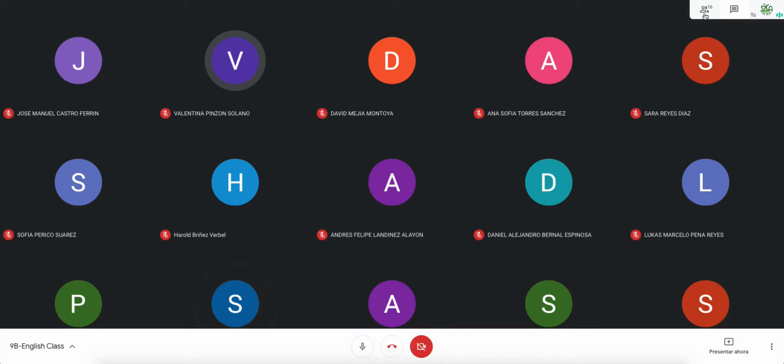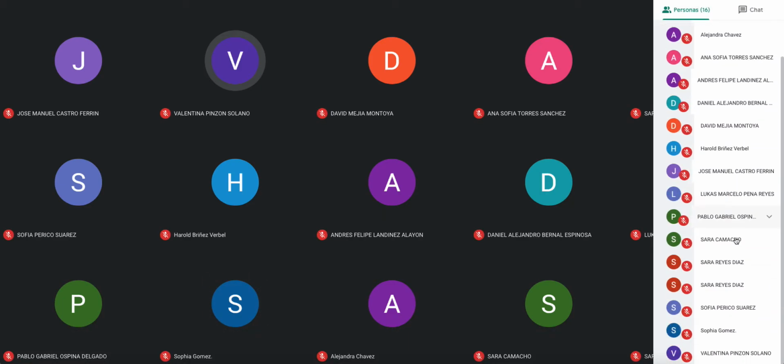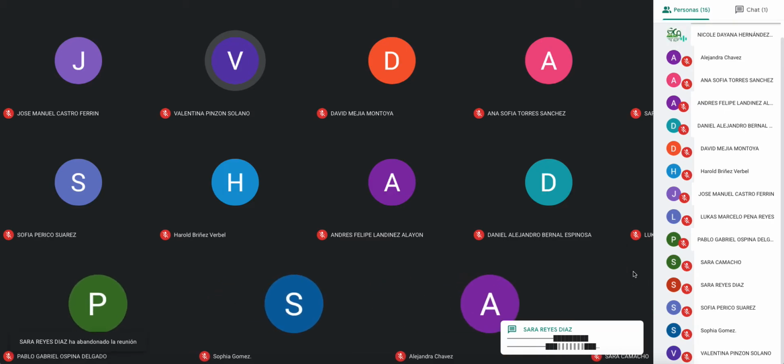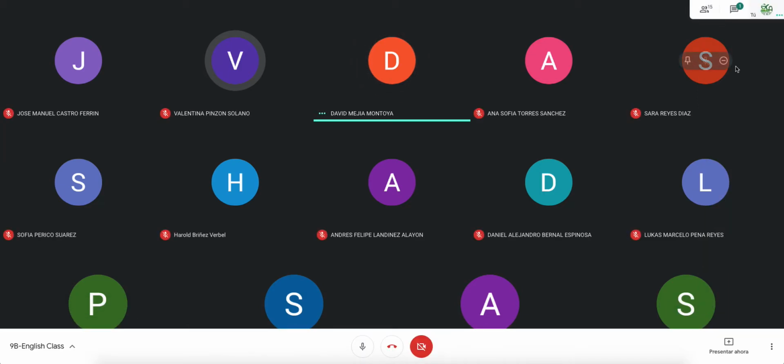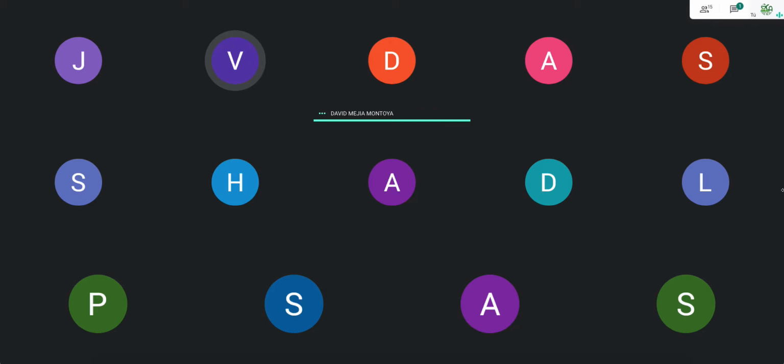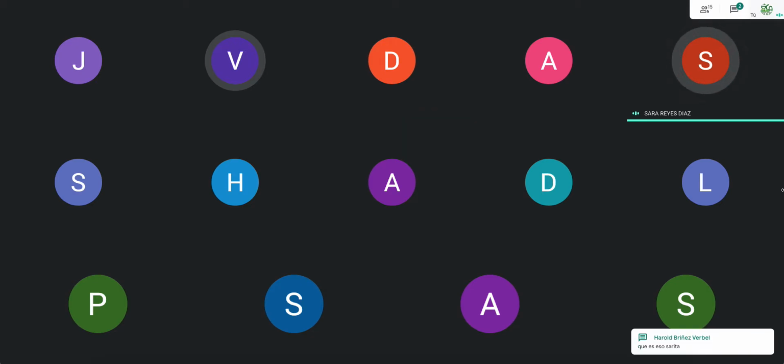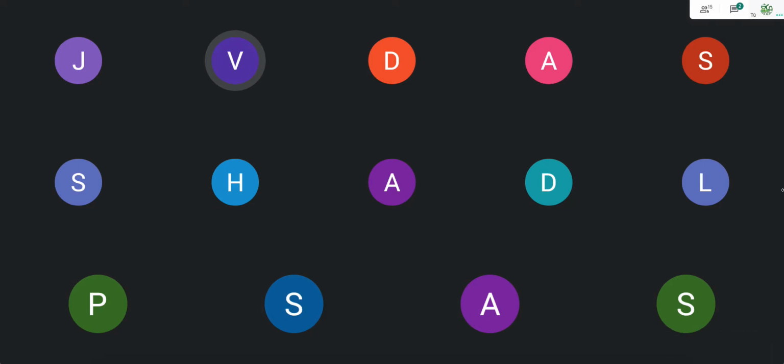Give me one second because I am seeing Sarita two times. Can you see her? I have your name as if you were on two different computers at the same time, so I'm not sure what's going on. Okay, let's continue then. Sarita, are you there? Yes. Okay, I don't know what happened, but someone left the conversation with your name. So let's continue.